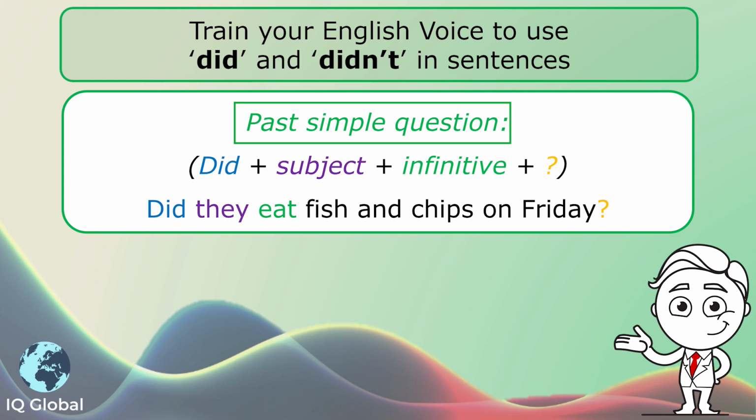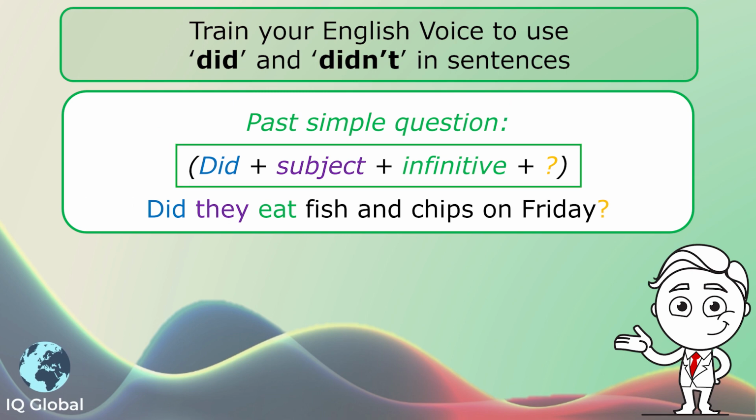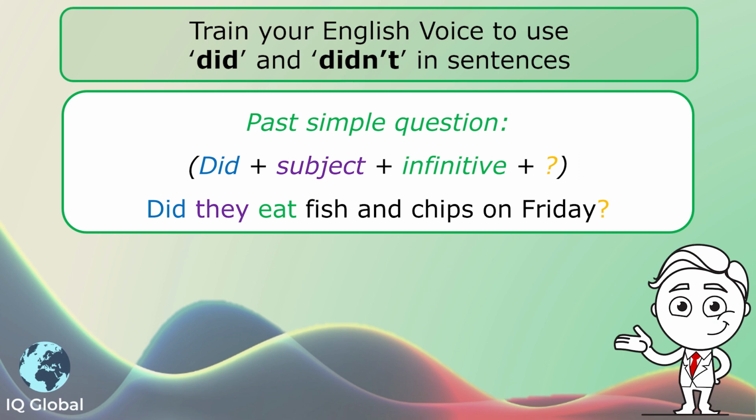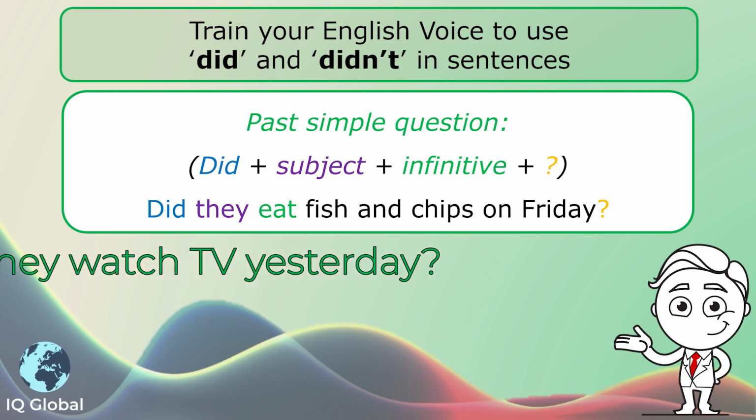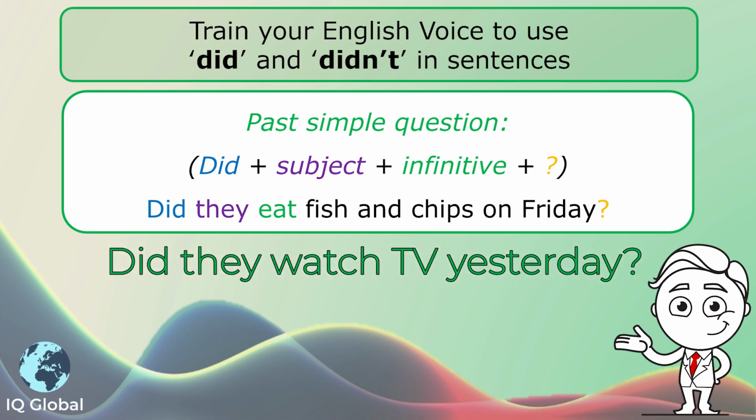Let's look at a past simple question. The structure: did plus subject plus infinitive plus question mark. For example, did they eat fish and chips on Friday? Another example, did they watch TV yesterday?